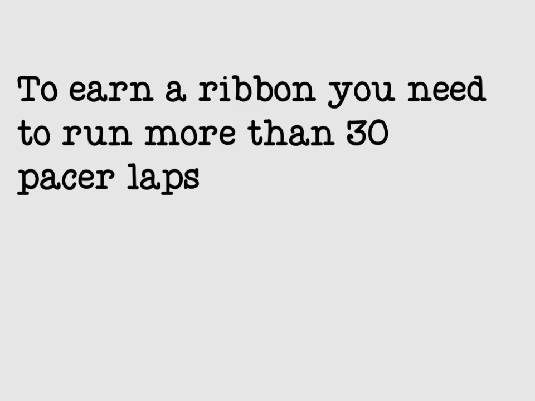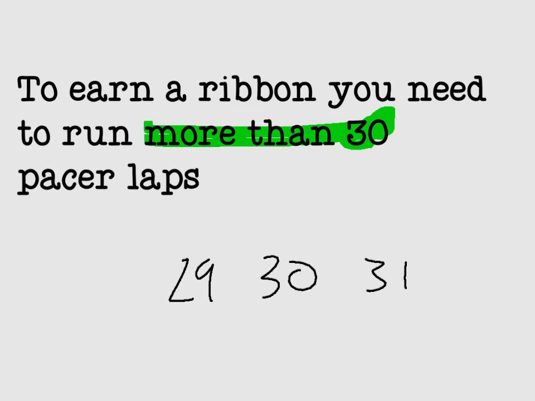All right. So for this one here, to earn a ribbon, you have to run more than 30 pacer laps. Now, what this means here, and we have to understand the wording, is that we have to run more than 30. So we have to use the number 30 because that's the number included in the inequality. So we have to run 29, 30, 31. And we'll put P for pacer laps.